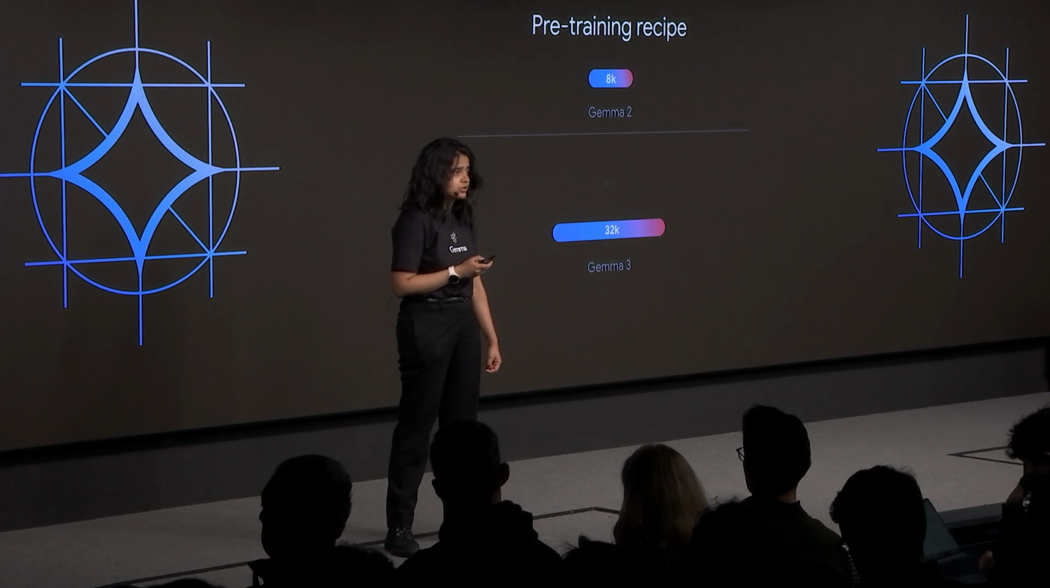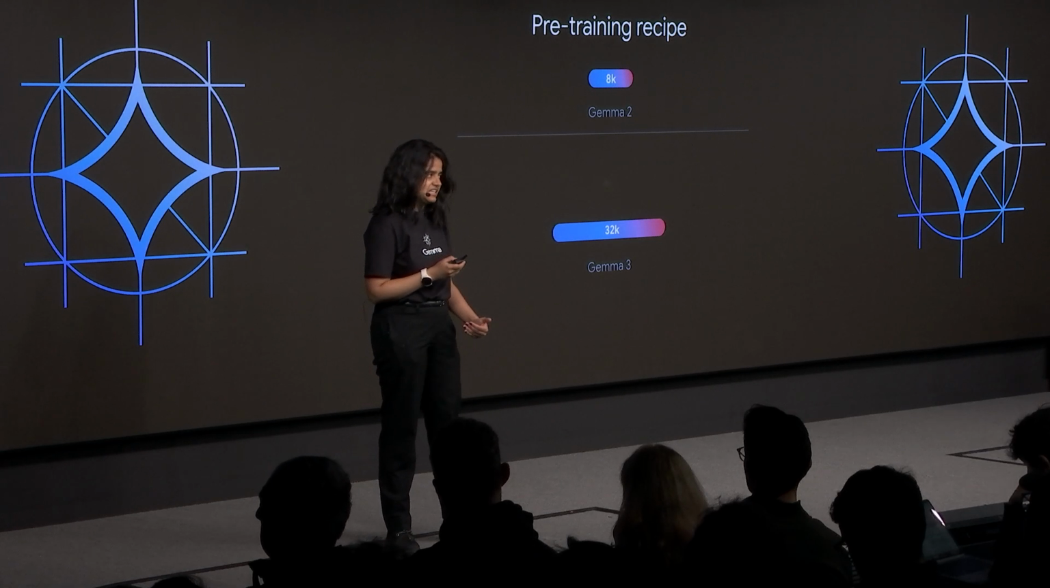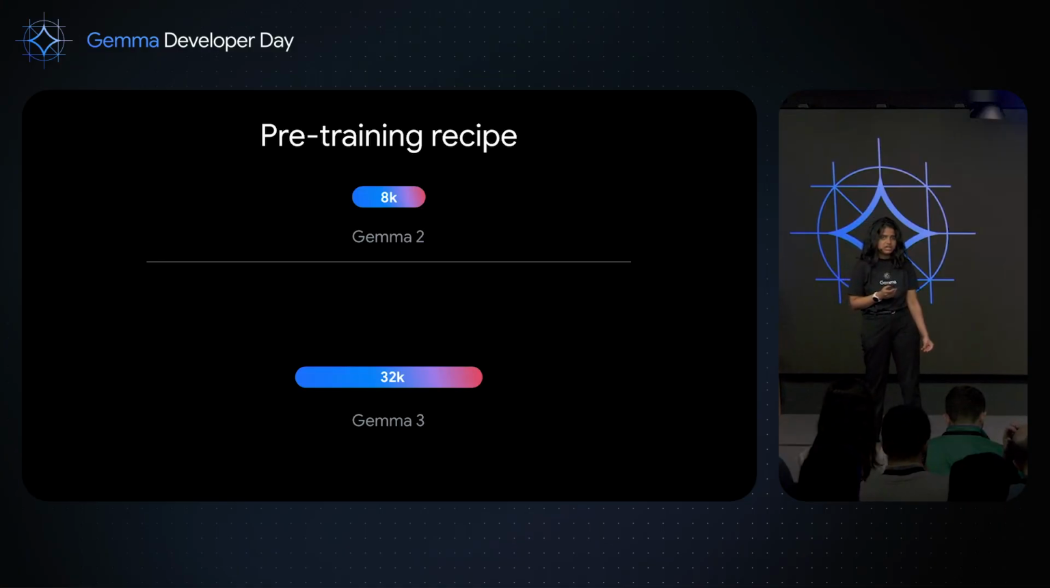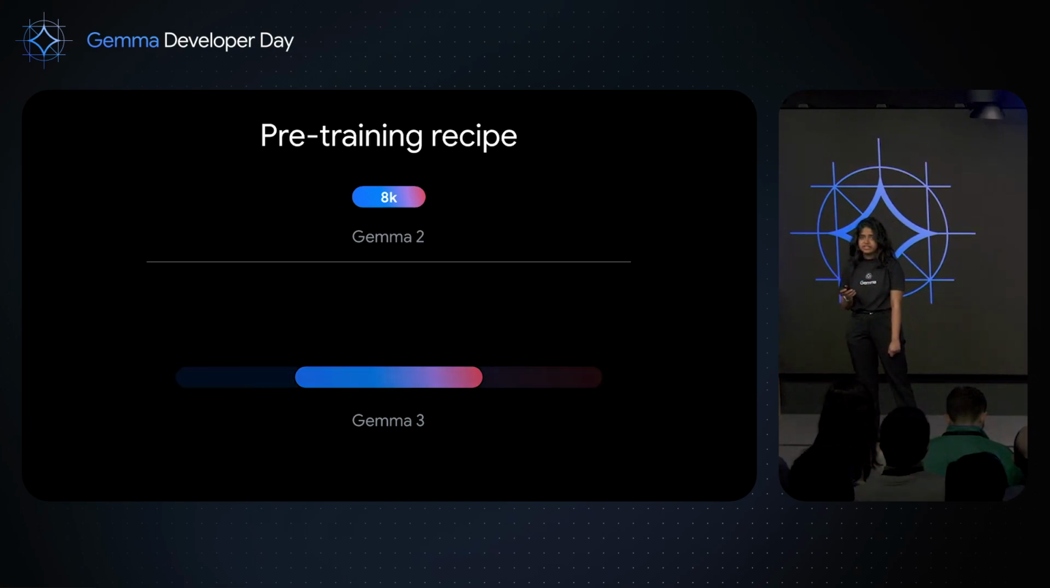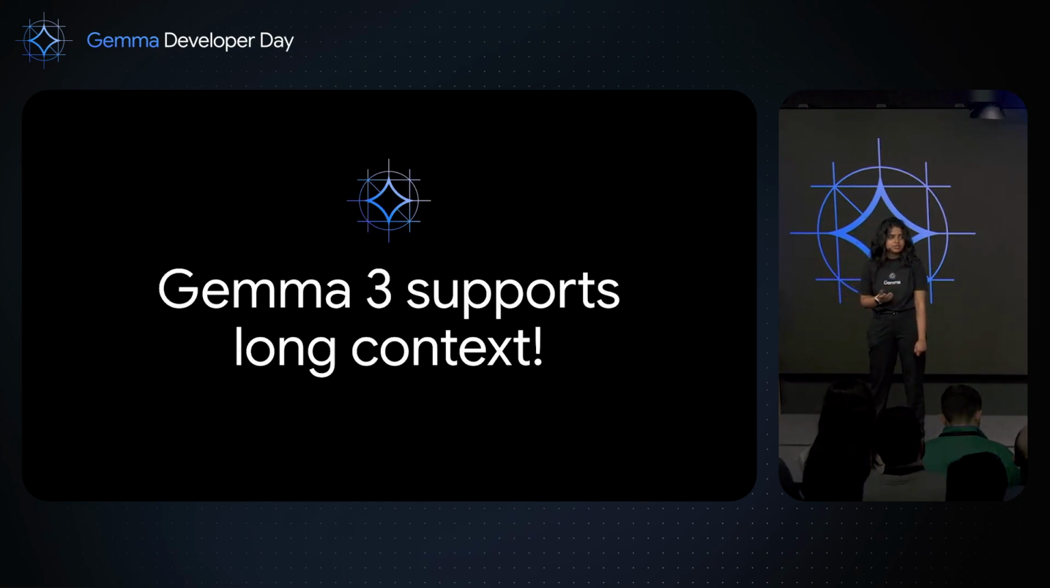Gemma 3 can support 4 times larger queries. Gemma 2 was trained at 8K context length. In contrast, Gemma 3 is trained at 32K from the start. In the final stages of training, we further extend the context length, allowing the model to support up to 128K tokens, opening up so many possibilities.